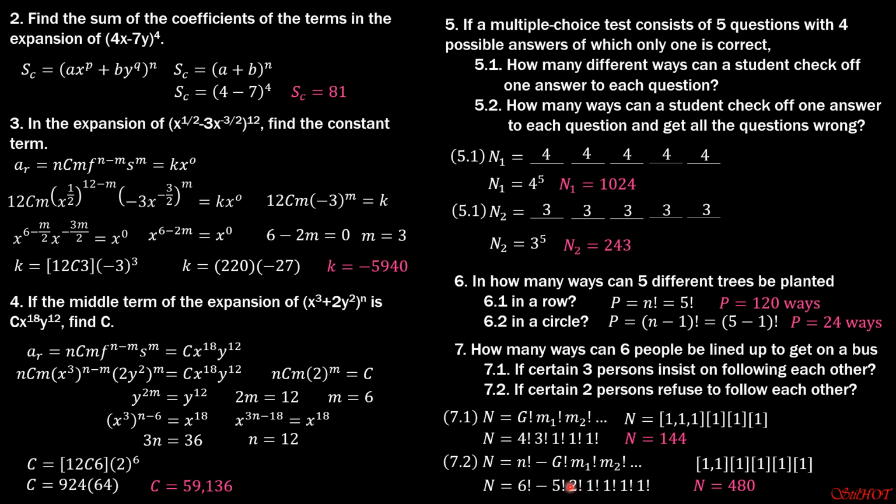So 6 factorial minus, there are 5 groups, so 5 factorial, times this group has 2 members, so 2 factorial, then the rest 1 factorial each. So 6 factorial minus 5 factorial times 2 factorial is equal to 480. So that's it for that problem.